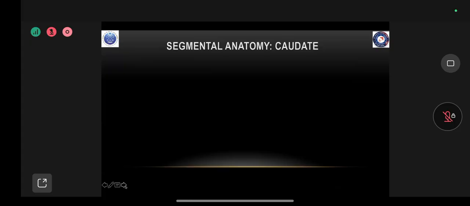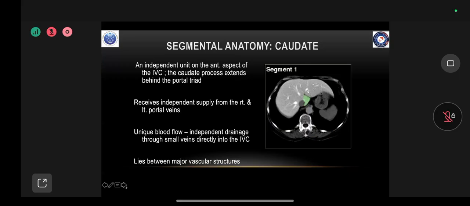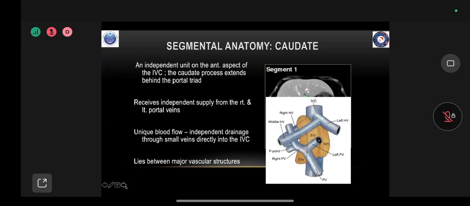Nowhere is the segmental anatomy more important than in the caudate. It seems to be an innocuous structure just straddling the porta and the cava, but the importance is that it receives independent supply, which may be variable. There is independent drainage into the cava, and there are also small ducts from the caudate which directly drain into the hepatic confluence.